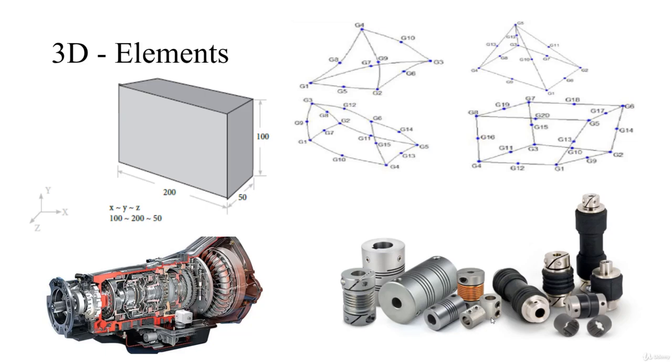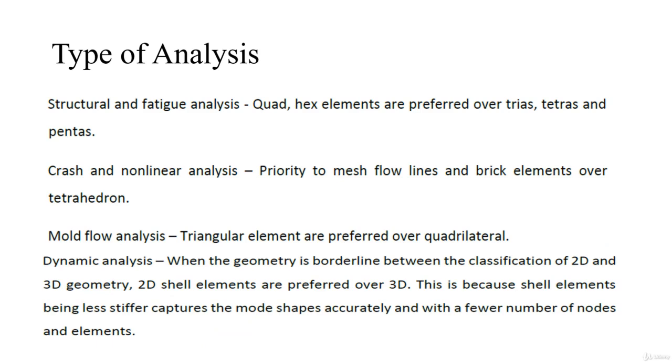So based on the geometry, you need to select what type of elements you are going to use for meshing. And then the next one is the type of analysis. Based on the type of analysis you are doing, you need to select the type of element. For example, for structural and fatigue analysis, in 2D the quad elements are preferred, and in 3D hexahedral elements are preferred over other types of elements because of the accuracy they give for the solution. If you come to crash and nonlinear analysis, priority is given to mesh flow lines and brick elements over the tetrahedron elements in order to get accurate results.